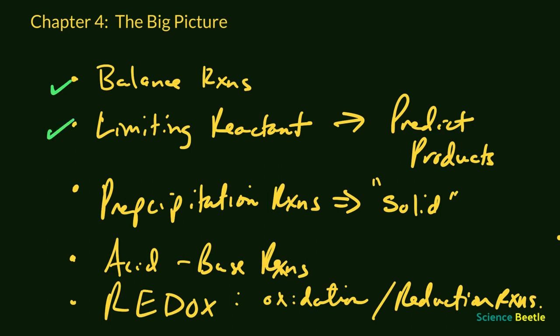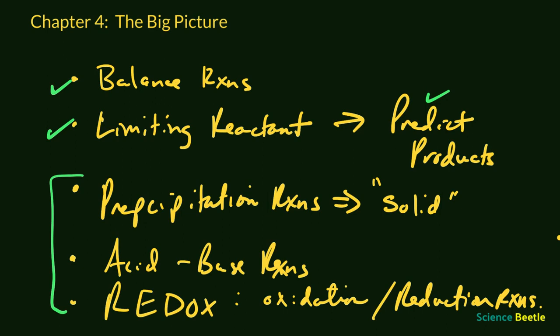You can identify the limiting reactant and identify the products of a reaction when you're provided information that identifies the limiting reactant. And in this chapter, we're going to make sure that you understand fully how to identify precipitation reactions, identify acid-base reactions, and balance those reactions when we consider the redox sort of things. So that's the big picture here with Chapter 4.